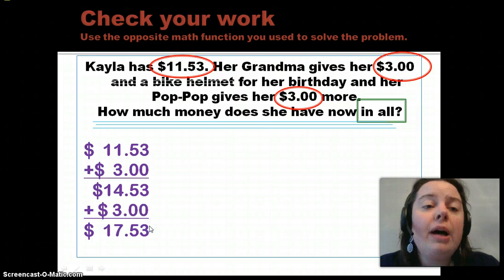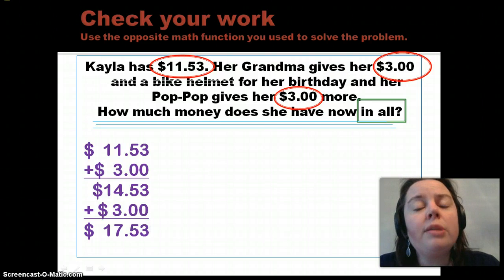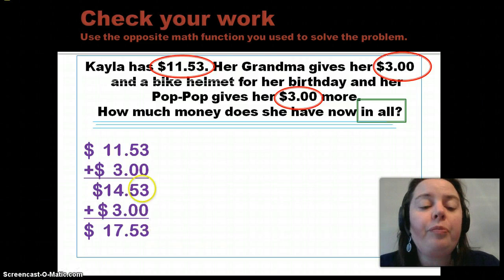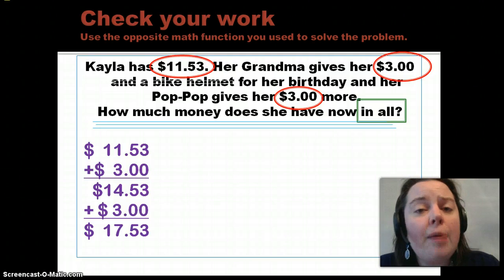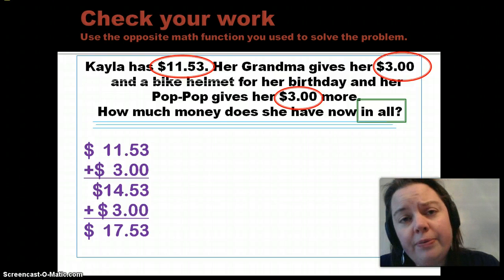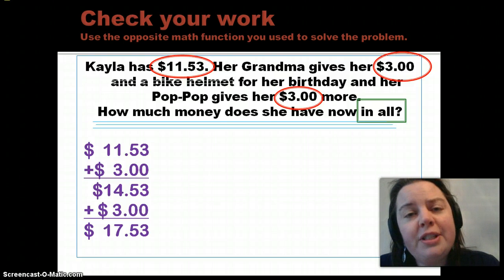If we add the $11.53 plus the $3 plus $3, we get $17.53. But we still need to check our work. It's always important to check your work. And when we check our work, we use the opposite math function that we use to solve the problem. So we used addition to solve the problem. What is the opposite math function of addition? Good, subtraction.